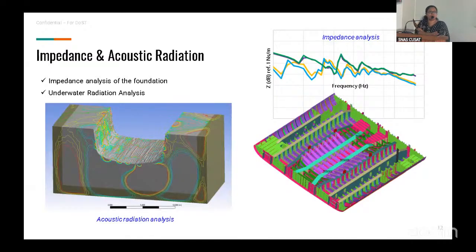Now, impedance and acoustic radiation. By impedance, we mean minimizing the vibration effects that are transferred to the hull beneath. So when we design equipment seatings, it should be such that the equipment is seated on a heavy girder so that these vibrations get attenuated as they reach the hull, thus minimizing the noise that is transferred to the water beneath.